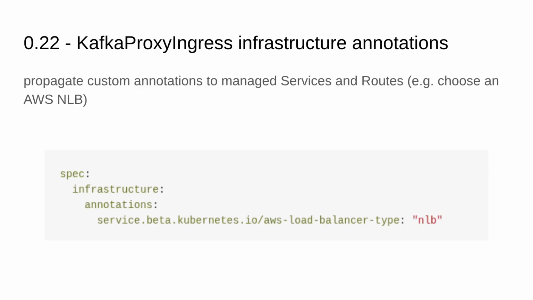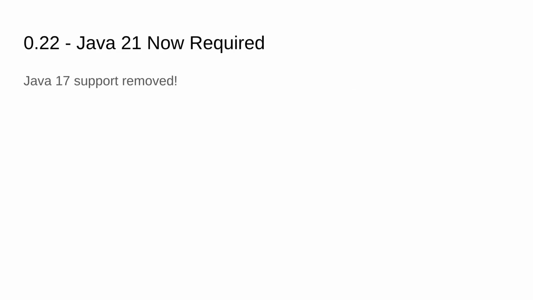Next, we've added a capability to the KafkaProxyIngress resource in the operator. You can now specify annotations that will be added to the services and routes manifested by the operator. Here's a simple one. Java 21 is now required as a runtime. Java 17 support was removed after our deprecation period, so upgrade.